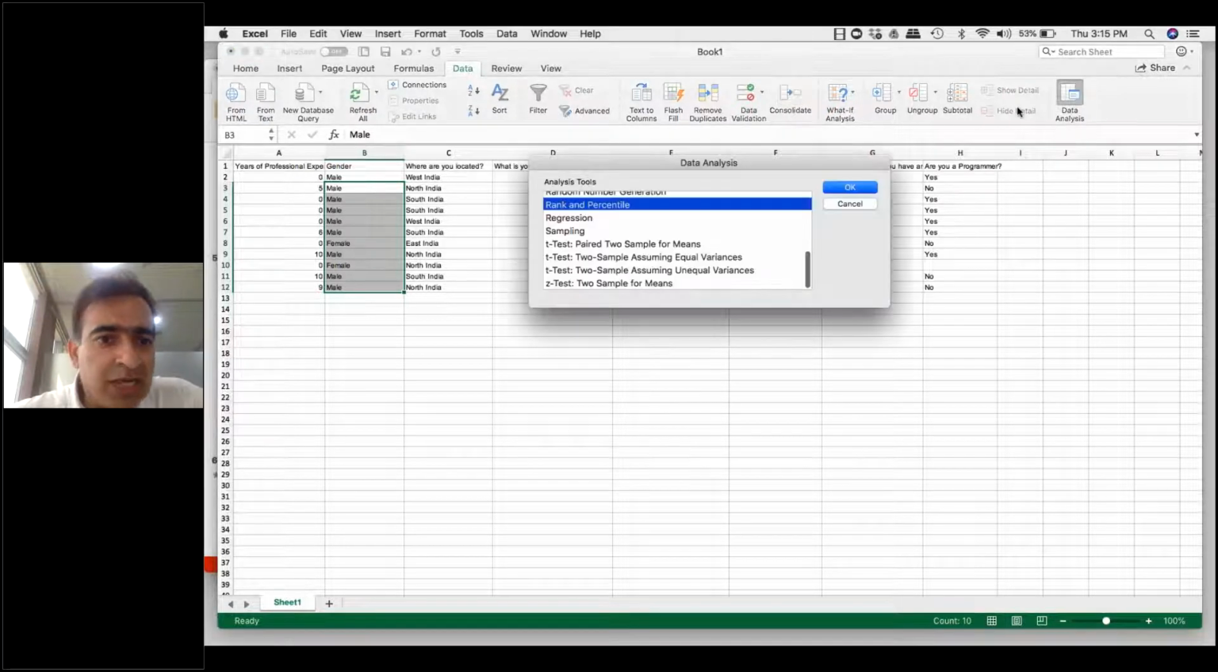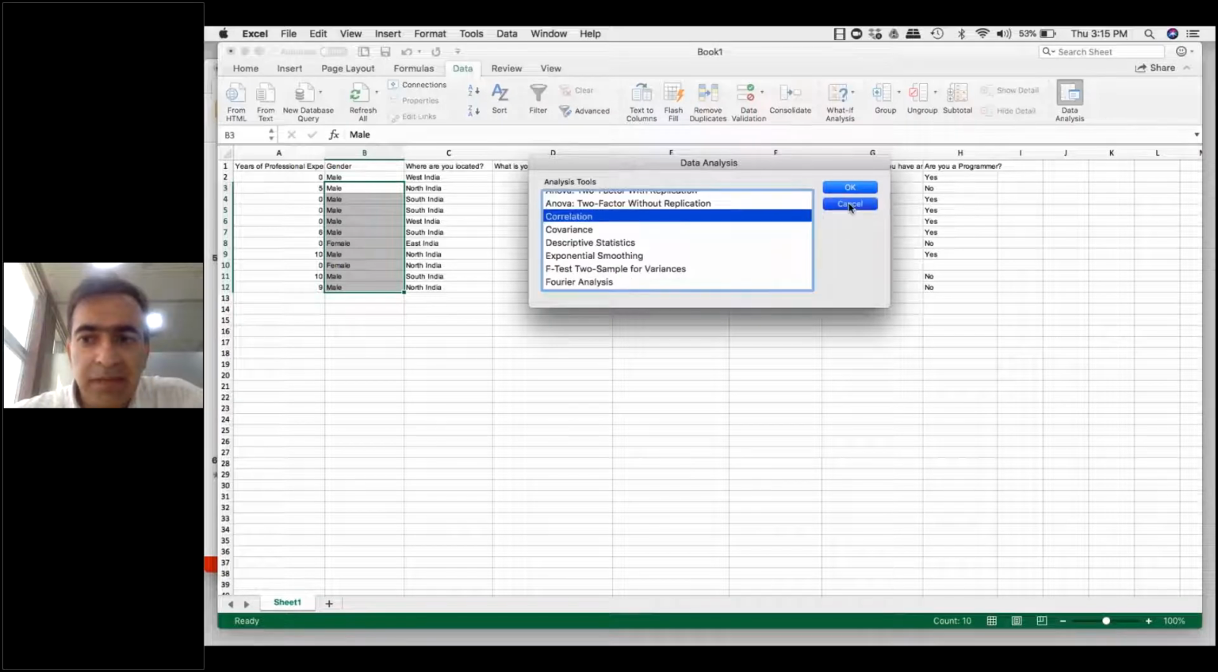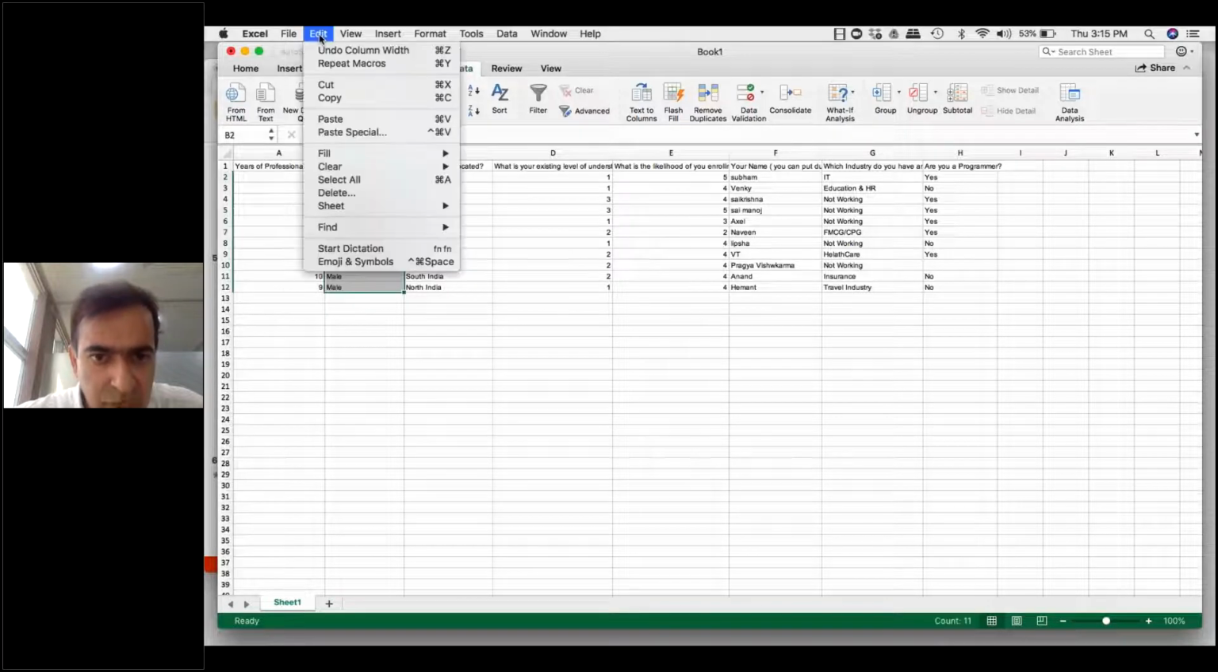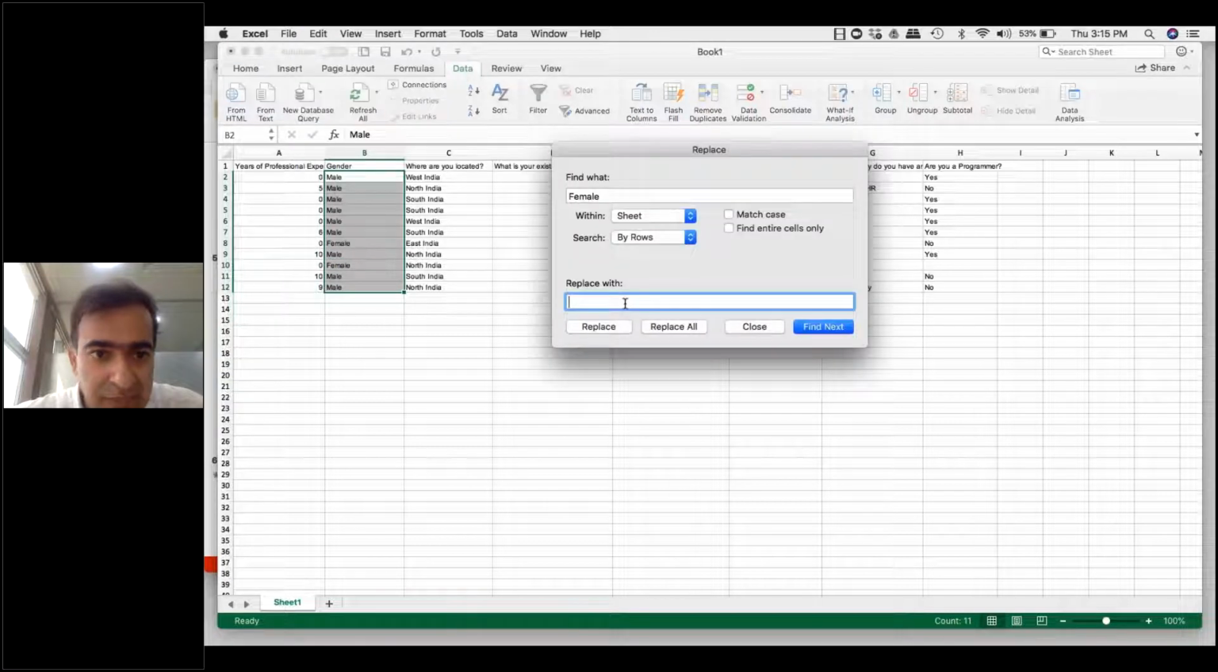But to use correlation, I need all the data in digit format. I can't use the textual data when it comes to correlation. So that's exactly what I'm going to do now. I'll convert this textual data into digit format. I'll go to edit, do it as quickly as possible. I will replace all the female audience with 2. There are only 2 female audience. Male audience with 1, there are 9 males, fine.